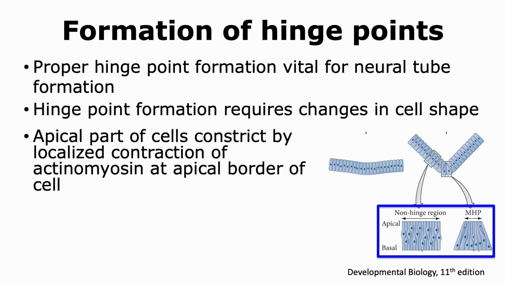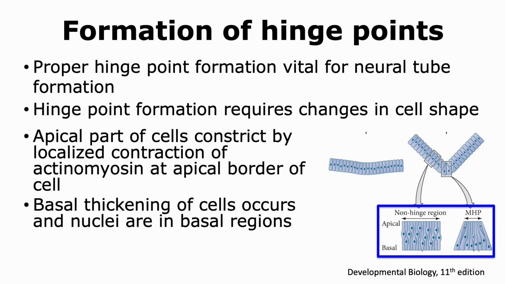Now note where the apical and the basal part of the cells are, and where we have the medial hinge point, the apical part has to narrow or constrict, while there is not much change in the basal part of the cells. This apical constriction is caused by localized contraction of actinomyosin.